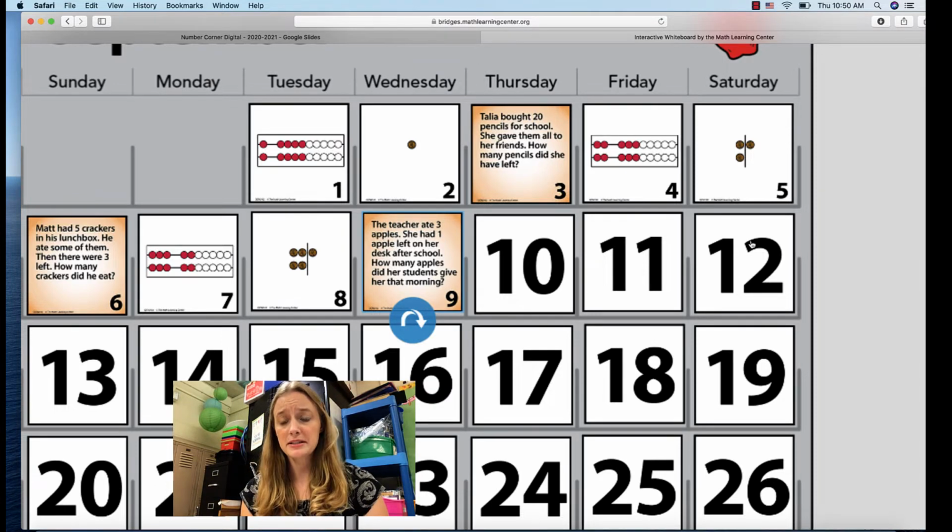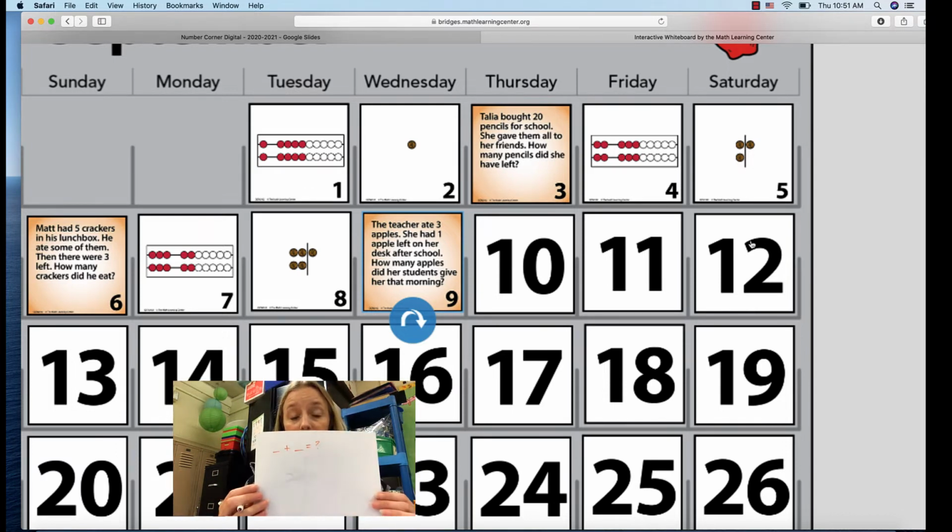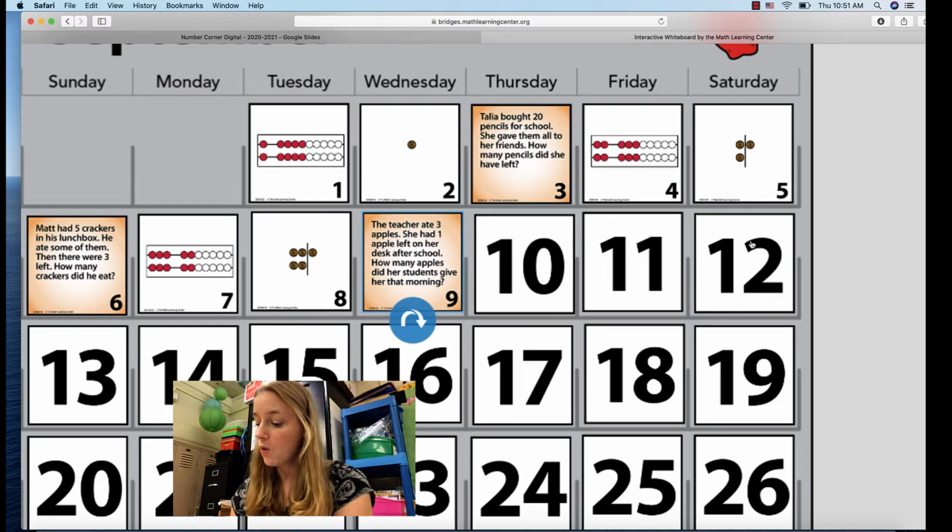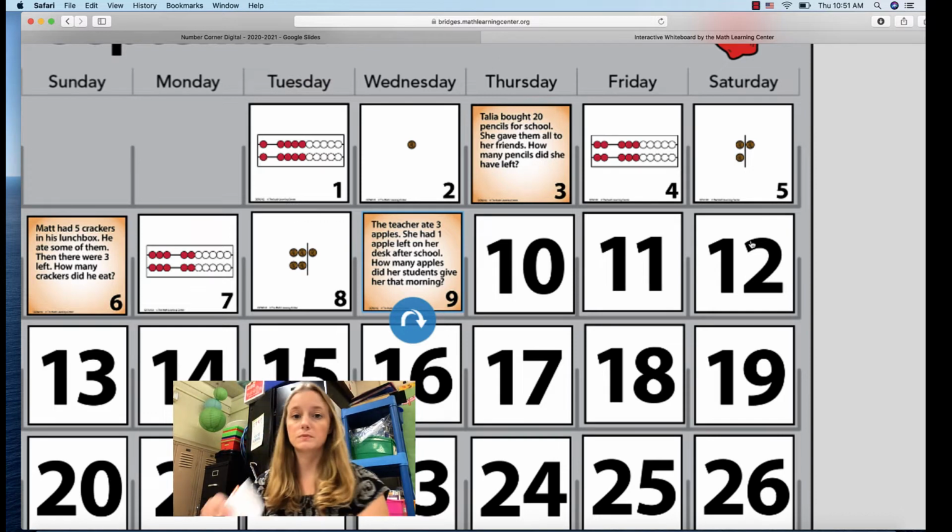I want you, on your piece of paper, to go ahead and give me an equation, an addition or a subtraction equation, to represent this number that you see here. Okay, so I'm going to go ahead and do one on mine and show you what I want. You could do something like this for addition, or you could do something like this for subtraction. I'm going to do one of these for the 5th so you get an idea of what I'm looking for.